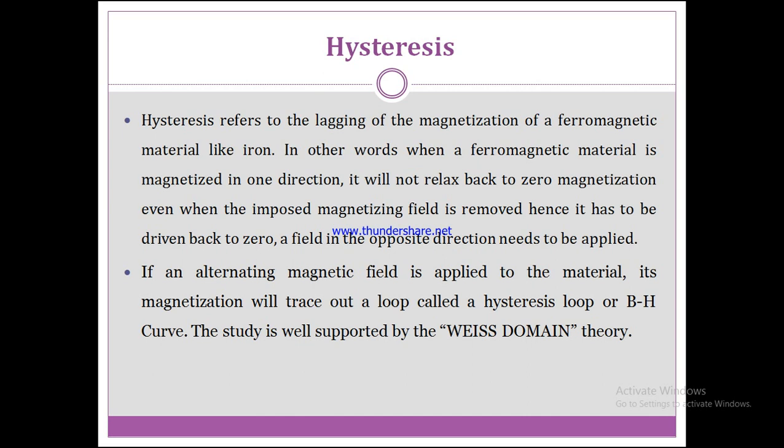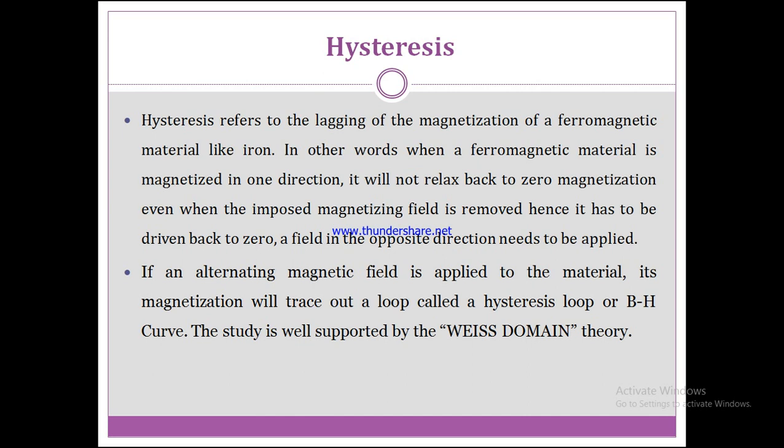Weiss domain theory. According to the Weiss domain theory, the hysteresis is nothing but the lagging of the magnetization of a ferromagnetic material like iron. The behavior of that magnetization is nothing but the lagging concept. Lagging means it stays far behind a particular value. In other words, when a ferromagnetic material is magnetized in one direction, it will not relax back to a zero value even when the imposed magnetizing field is removed.